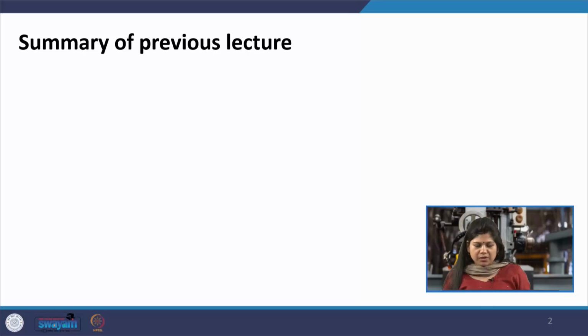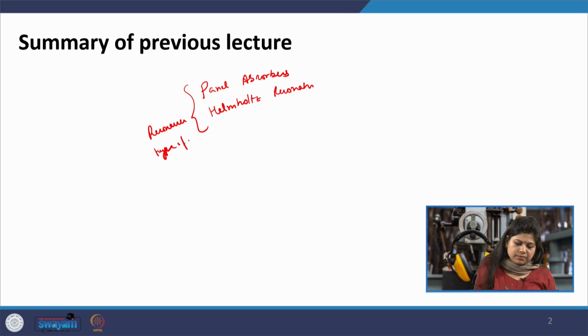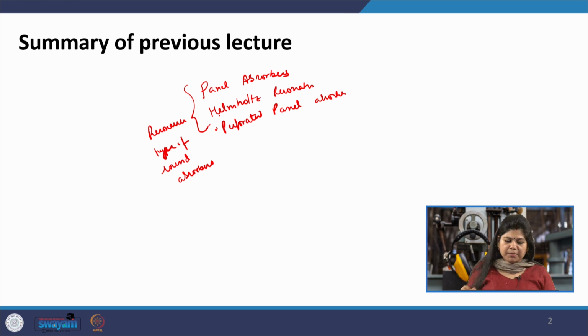In today's lecture, we will start with a new kind of sound absorber, which is a perforated panel sound absorber. So far we have discussed panel absorbers and Helmholtz resonators, and these were the resonance type of sound absorbers, because the main mechanism behind them is the resonance phenomenon. One more type of this is a perforated panel absorber, which we will discuss today. This is a new type within that.